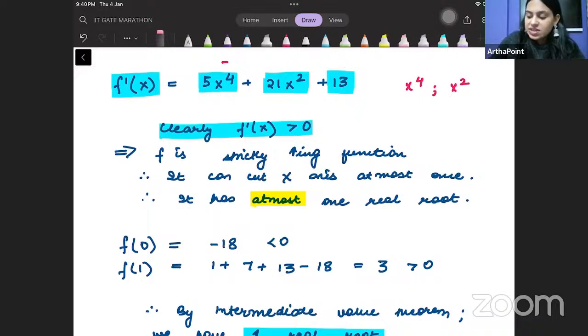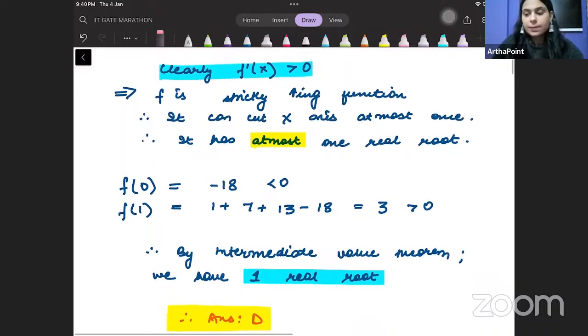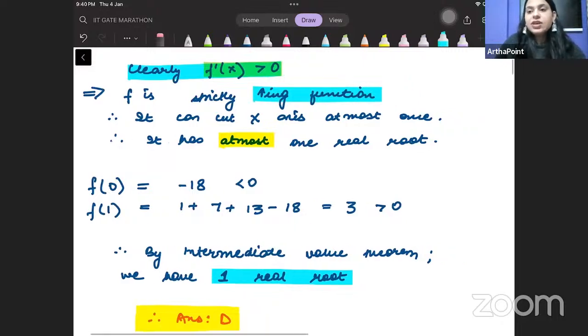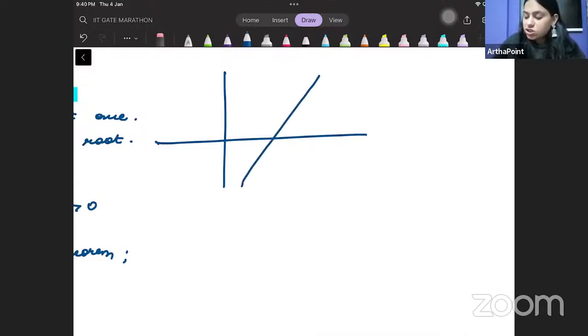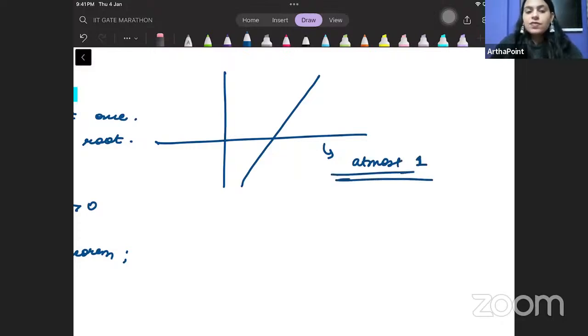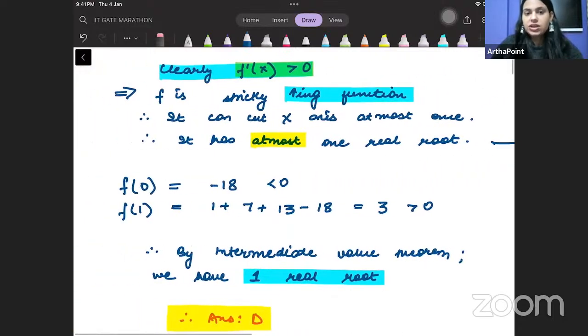So clearly we can see that f dash x is strictly greater than 0. It is strictly positive. Now, because f dash x is strictly greater than 0, it means that it is an increasing function. And we know that whenever we have an increasing function, the function can cut the x-axis at most one time. Maximum one time it can cut. So whenever the function is an increasing function, it can cut the x-axis at most one time.